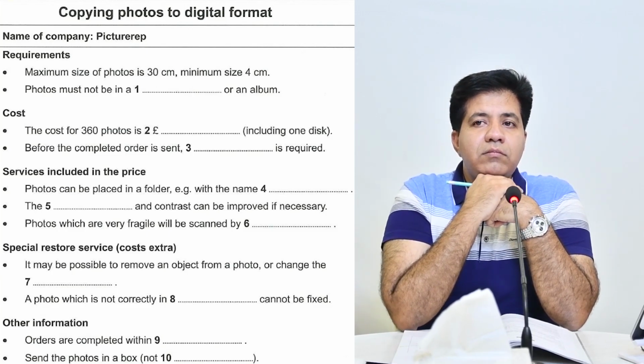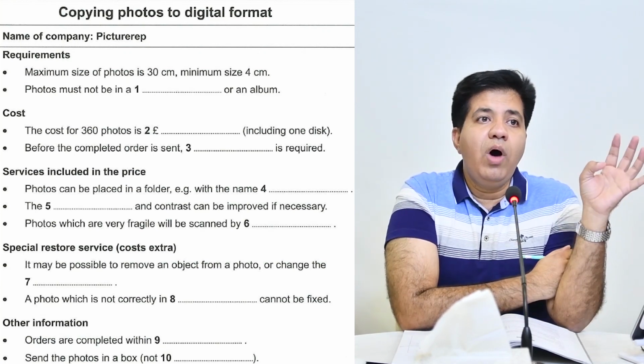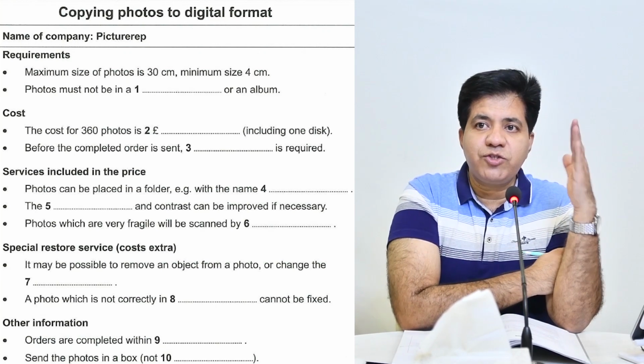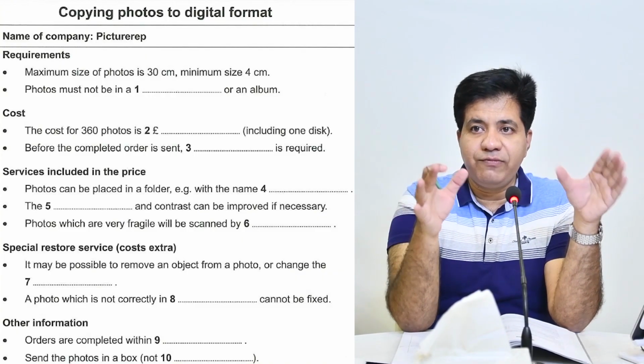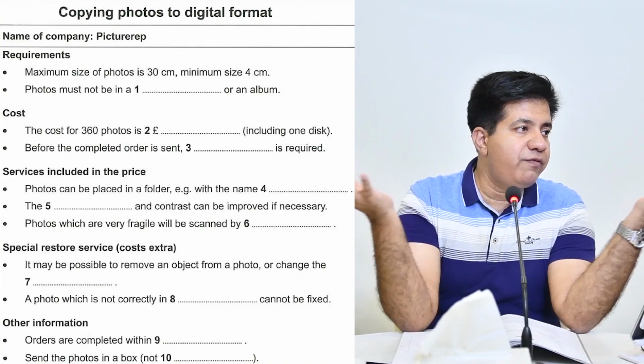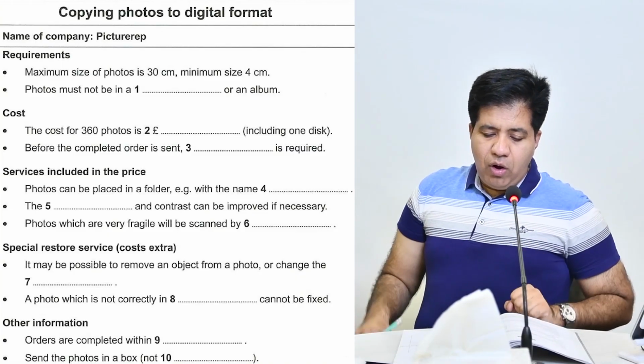That's good. So, including one disc, the price is 195. Okay, he said 300 to 400 photos, and that is 195. And if you want extra disc, £5 for that. All clear? Okay, good. Let's go on.